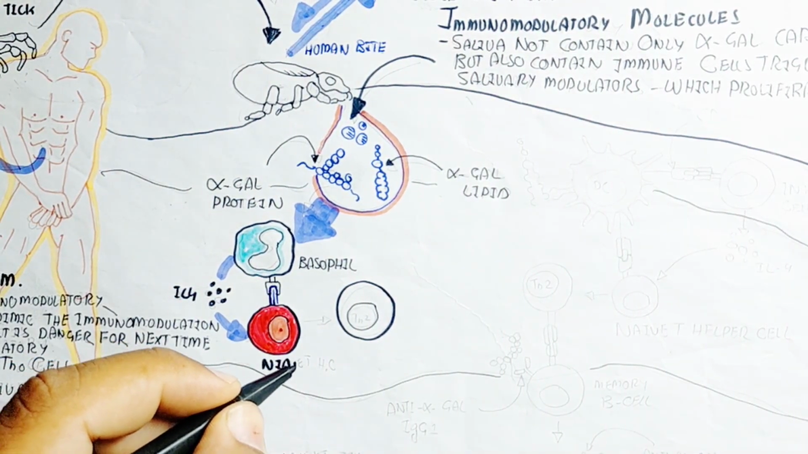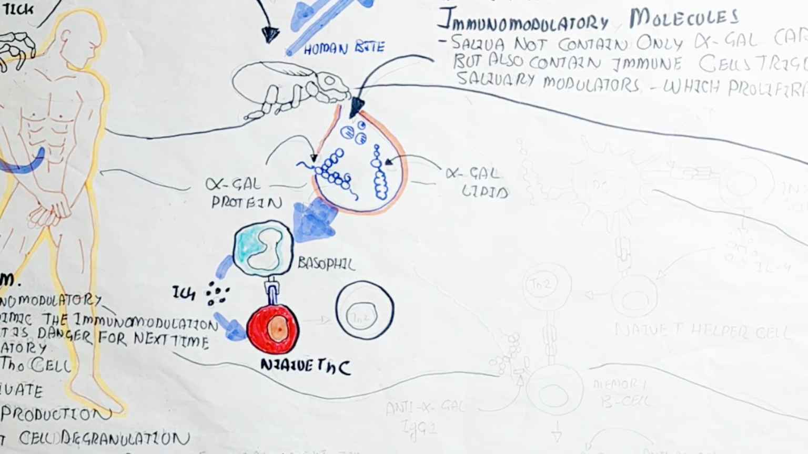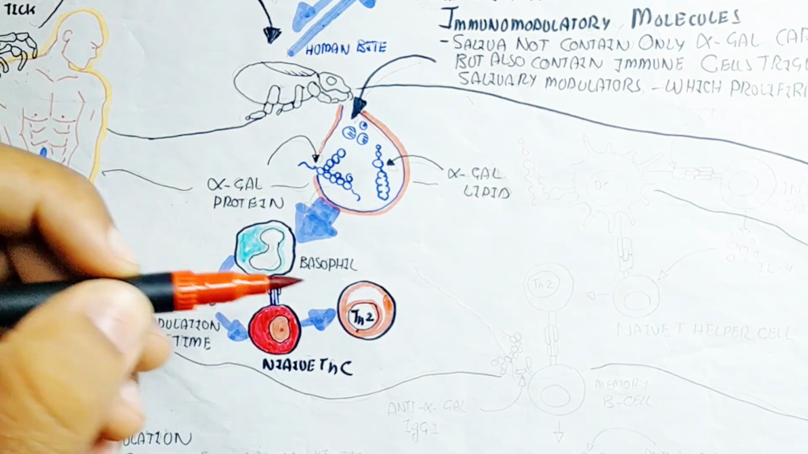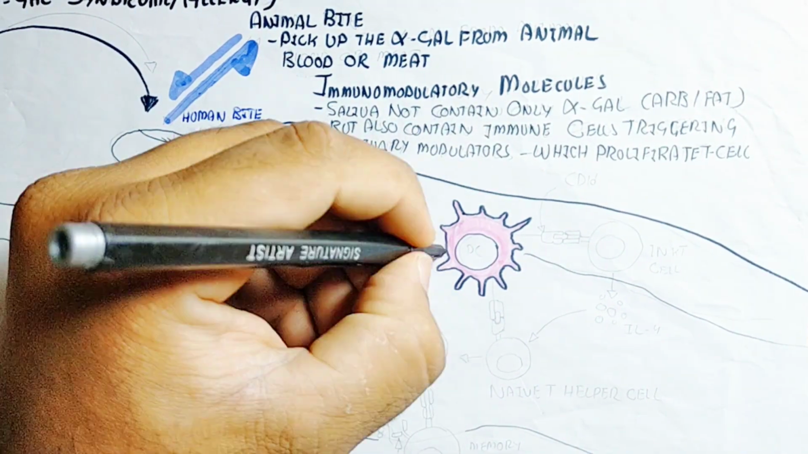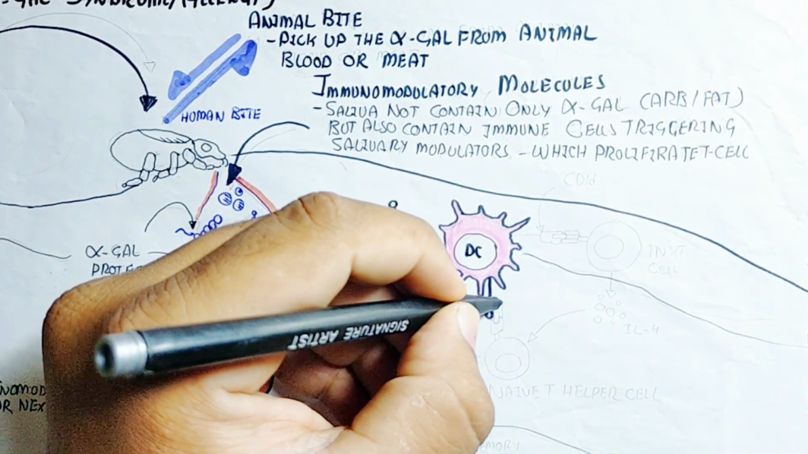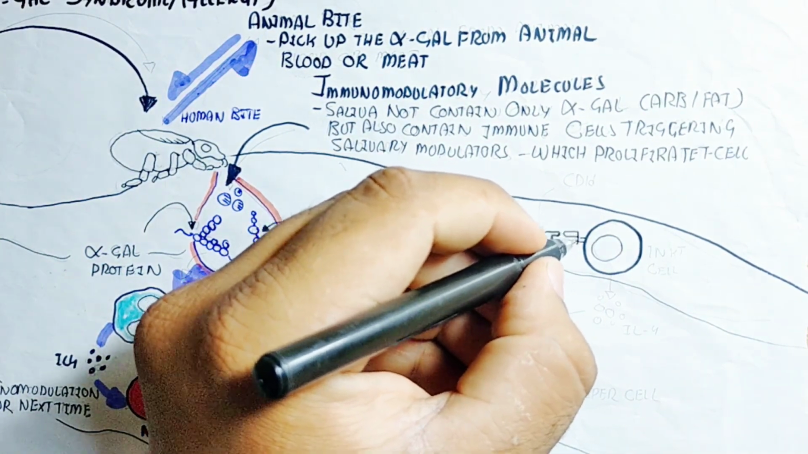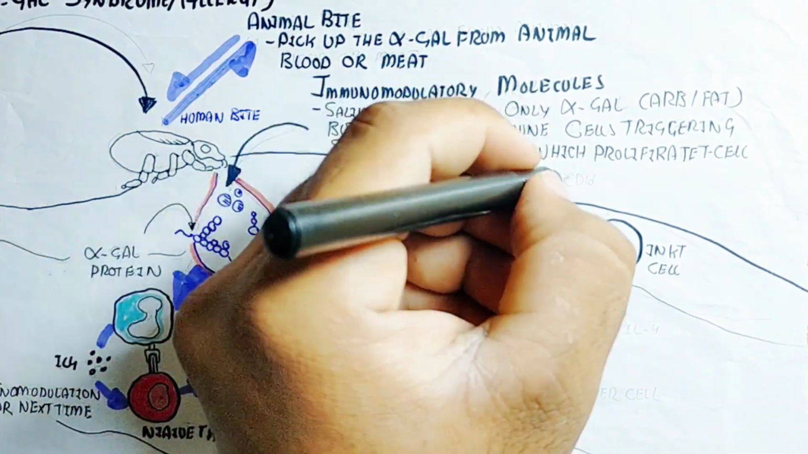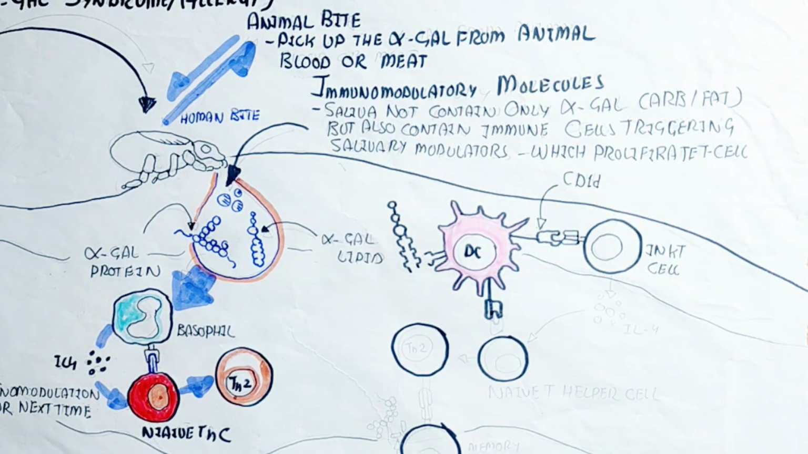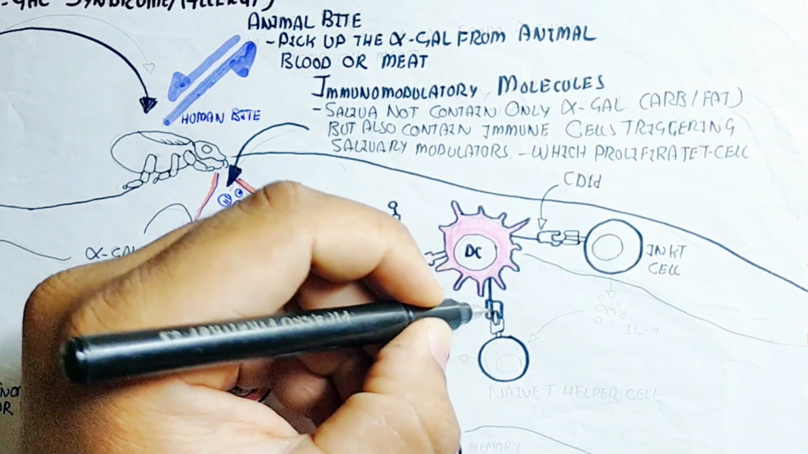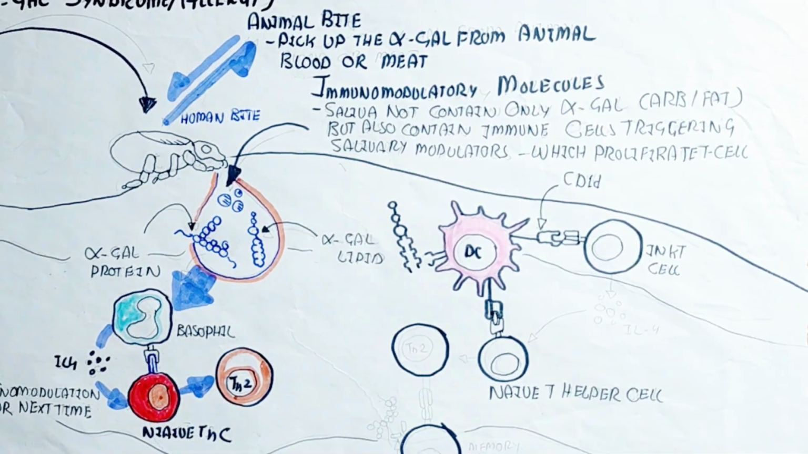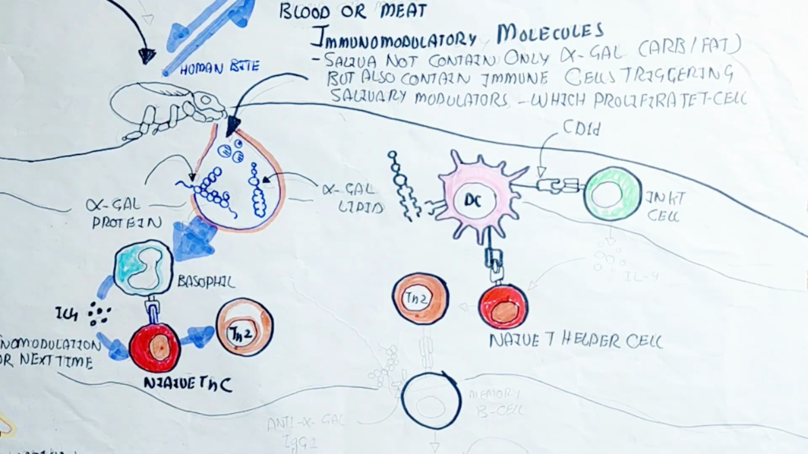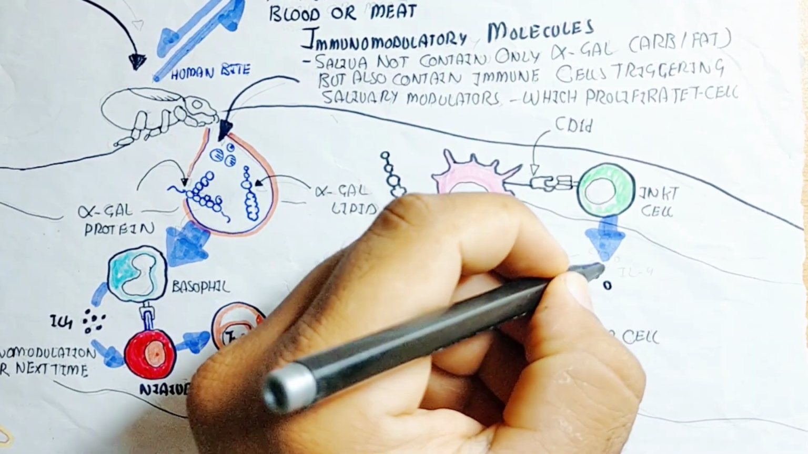The alpha gal lipid and alpha gal protein will activate the basophil cell to activate the naive T helper cell by the production of interleukin 4. This interleukin 4 will activate the naive T cell to proliferate into the T helper 2 cell. The dendritic cell will activate the naive T helper cell, which will also activate the natural killer T cell. The natural killer T cell produces inflammatory mediators, interleukin 4. This interleukin 4 is a cytokine that recruits the naive T helper cell, which will proliferate into the T helper 2 cell.